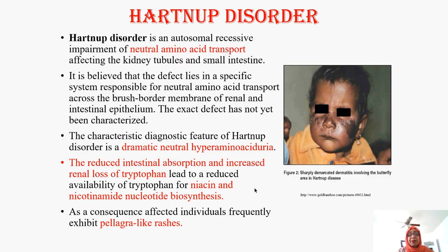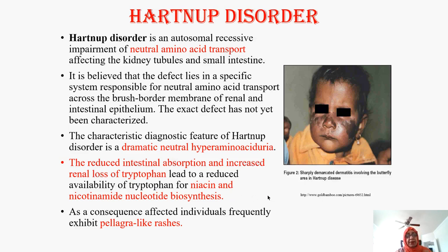One of them is tryptophan. So if you cannot get it in your cell, that means that cell is unable or not capable of synthesizing proteins. This is number one. Number two, tryptophan is used to form niacin.